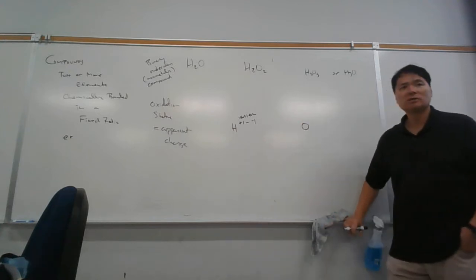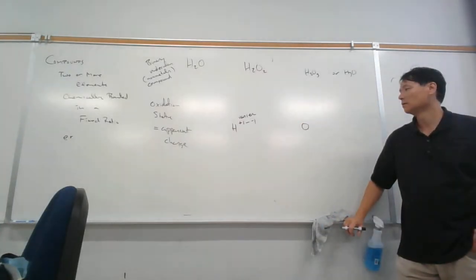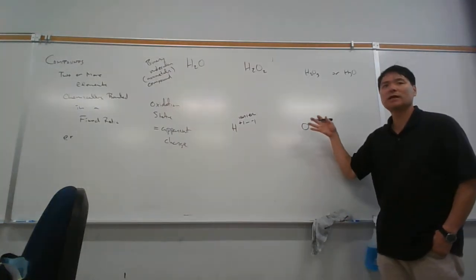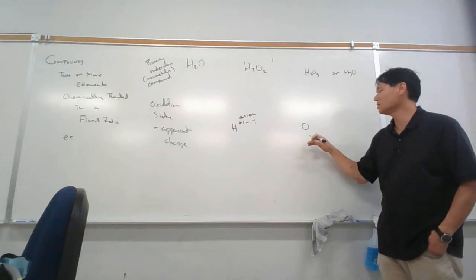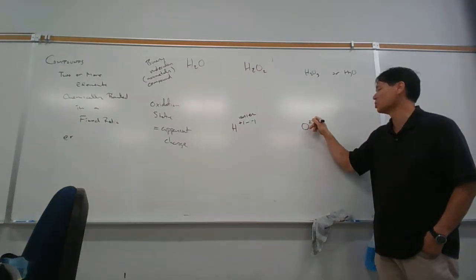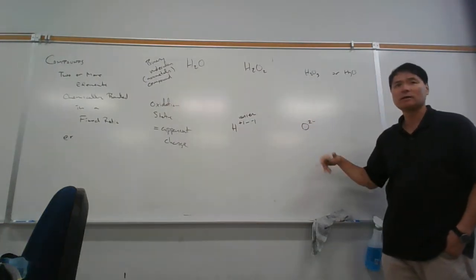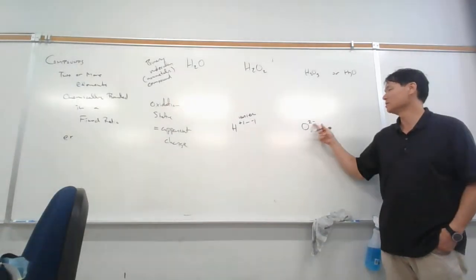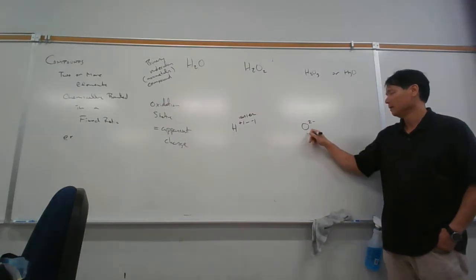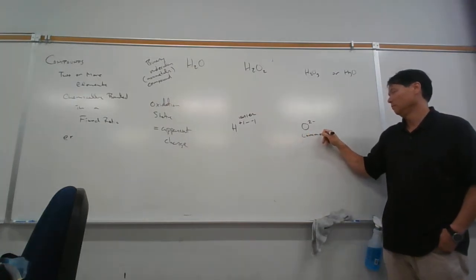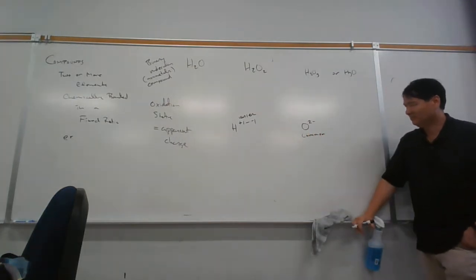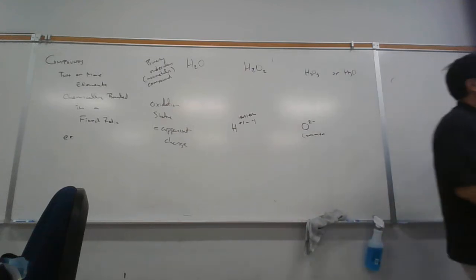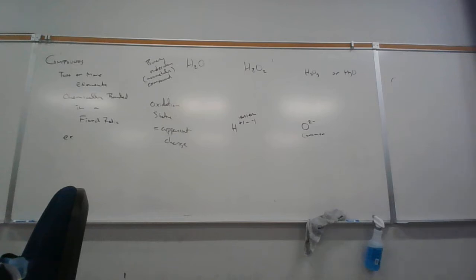Oxygen would like to do what? Oxygen would like to gain 2. If it gains 2, then it has extra electrons, not protons. It gets a charge. We call the charge 2-. That means it has 2 extra electrons, 2 extra negative charges. And so this is common. But it could also do what? It could also lose how many?